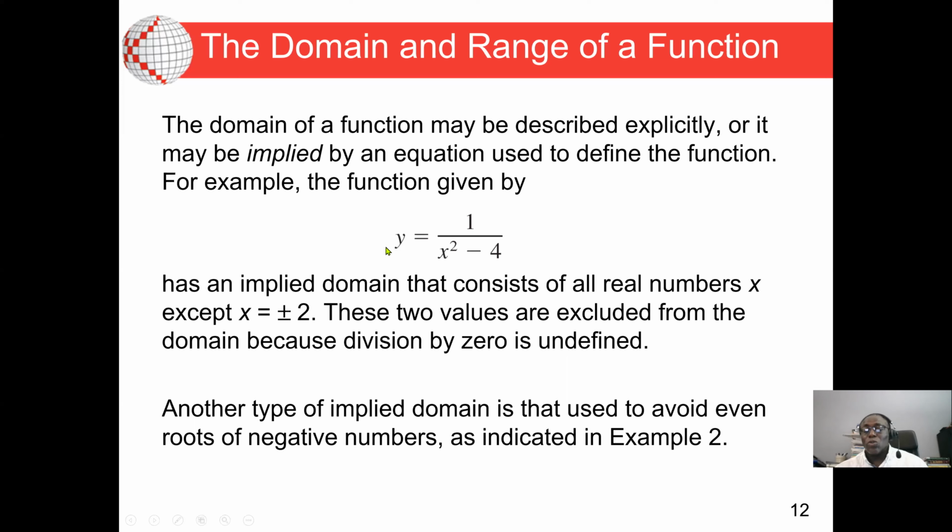So for example, the function given as y equals 1 divided by x squared minus 4 has an implied domain that consists of all real numbers x except x equal to plus or minus 2. When we look at this equation, we know that if x is 2, we cannot divide a value by 0. It's undefined, there's an error. So in order to have a value of y, x shouldn't be positive or negative 2. So the domain values can be any set of values from negative infinity to positive infinity, except that the value cannot be negative or positive 2. If it's negative or positive 2, we cannot get any value for y, because any value divided by 0 has no answer.